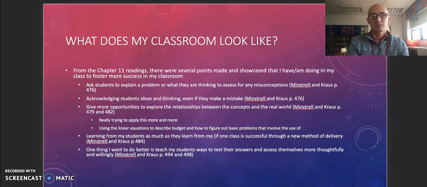Give opportunities to explore the relationship between concepts and the real world. I'm really trying to hit this one home, finding more and more quote-unquote projects to apply what we're learning to real-life, meaningful ways. Learning from my students as much as they learn from me. Again, I don't teach the same content the same way every year, so sometimes I have to change things up. So I learn things from them as much as they learn from me. One thing I want to do better is teach my students ways to test their answers and assess themselves more thoughtfully and willingly, which is from pages 494 and 498. I think that's one thing I really need to work on.